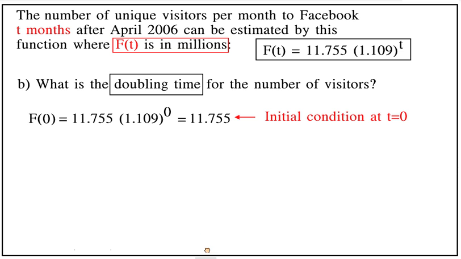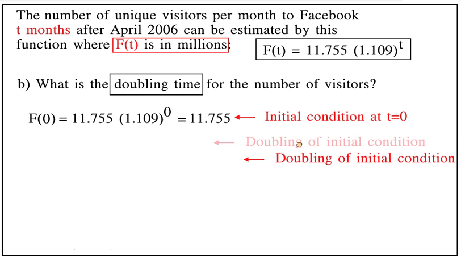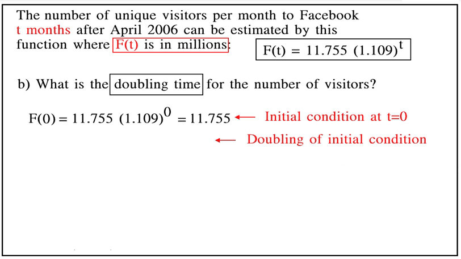So really, what we want to do is double the initial condition. In other words, all I want to do is multiply that 11.755 by 2. Now, I'm not going to actually do the multiplication, and in a sense it's algebraically insane to do that, and you'll see why as I move down the page here.